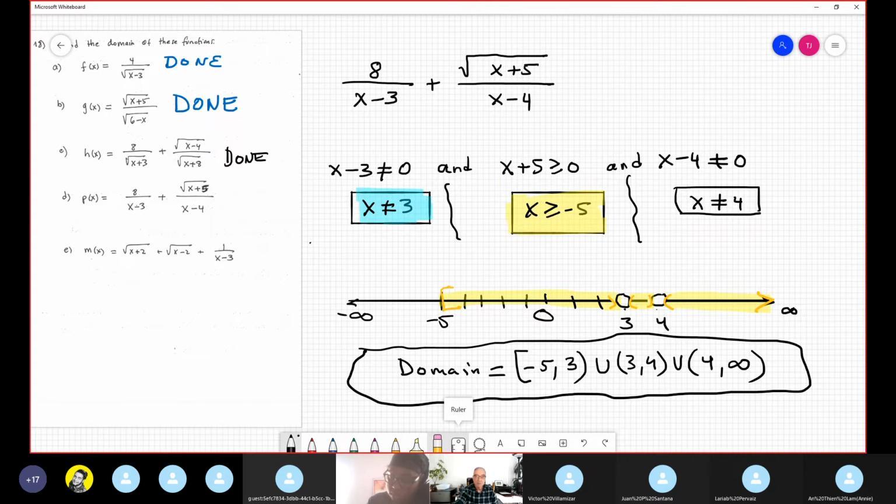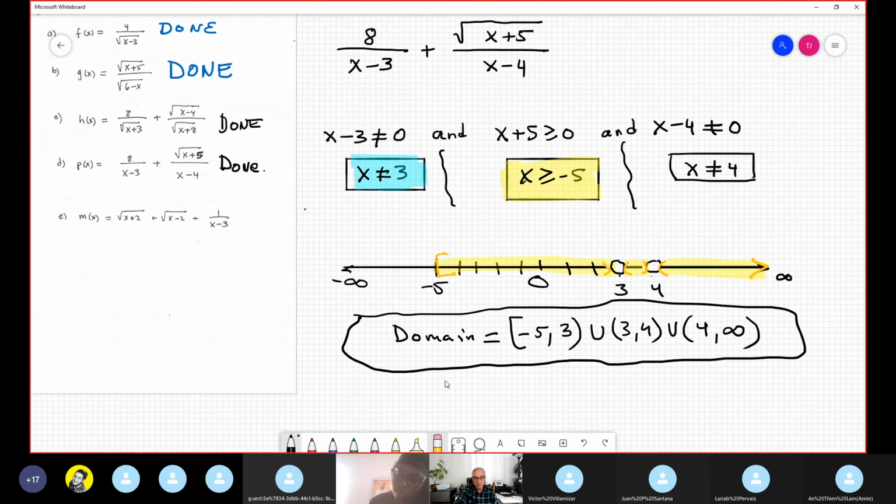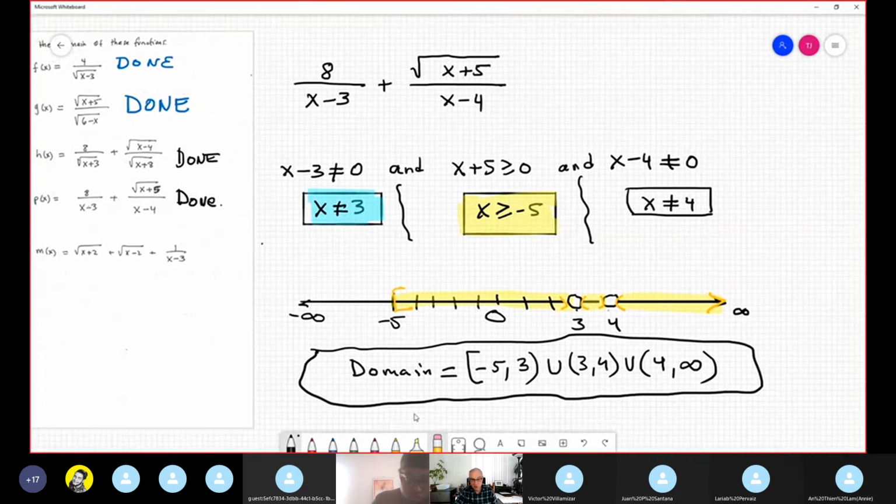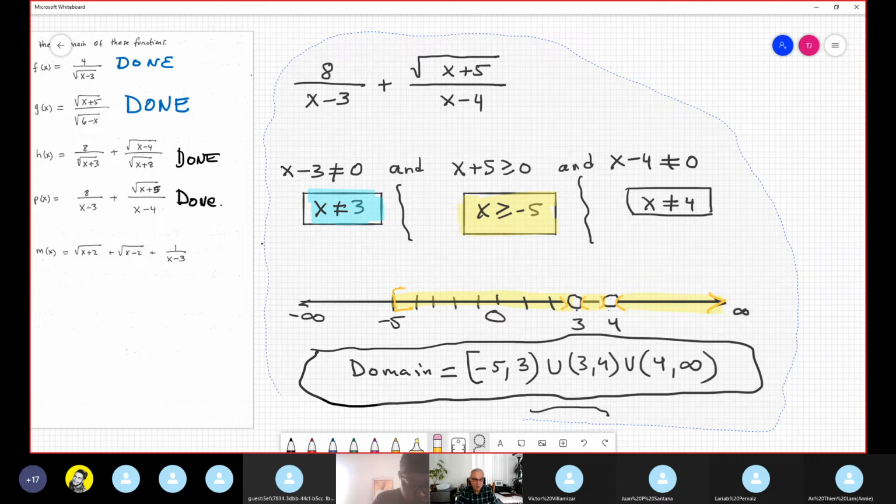Super good. Any question, guys? Any question? No? Do you understand this very well? This looks complicated at the beginning, but actually it's not complicated, because you know the restrictions. The restriction is the expression.